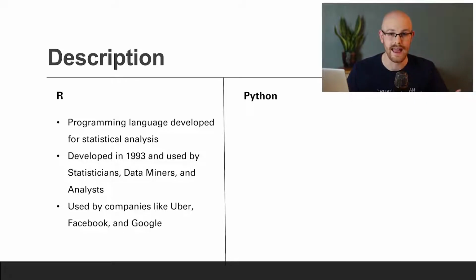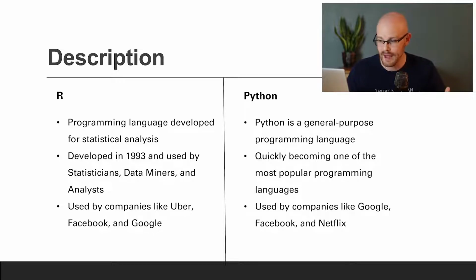And it's used by a ton of very large companies. Some of them are Uber, Facebook, and Google, but there are tons of companies and even small companies that use R. And so if your company does any type of statistics or statistical analysis, there's a good chance that your company has either used R in the past or is currently using R as a programming language.